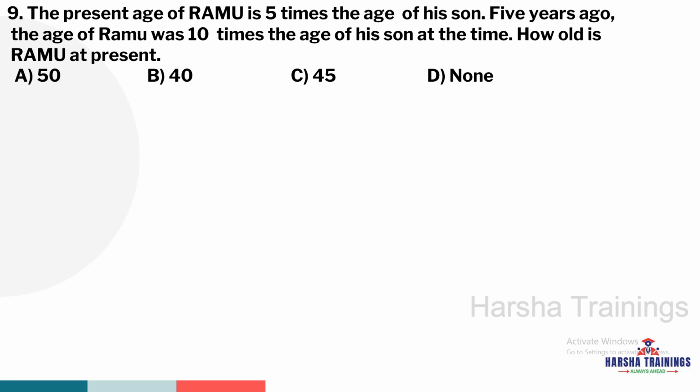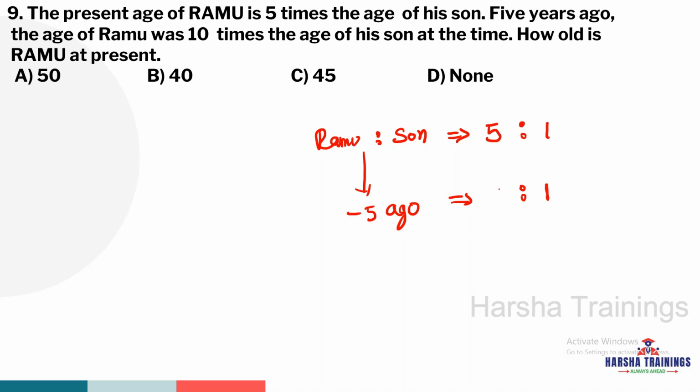The present age of Ramu is 5 times the age of his son. 5 years ago, the age of Ramu was 10 times the age of his son at that time. How old is Ramu at present? Okay, I think this type of questions is completed, right? So Ramu and his son. What is the answer, guys? Anyone? His son age, we don't know. Let it be one. Ramu is how many times? 5 times. Okay, 5 years ago. All right. So 5 years ago also, son age, we don't know. Let it be one. Ramu is how many times? 10 times. Go through option verification.